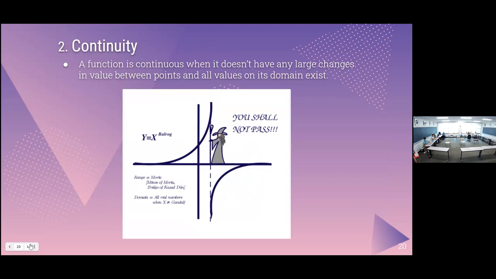Take this function below where Gandalf has very generously created a vertical asymptote for us to demonstrate. If we take a point directly to the left and a point directly to the right of the asymptote and then plot them, we can see that the resulting values are in fact extremely far apart, and therefore we can say that this function is not continuous.